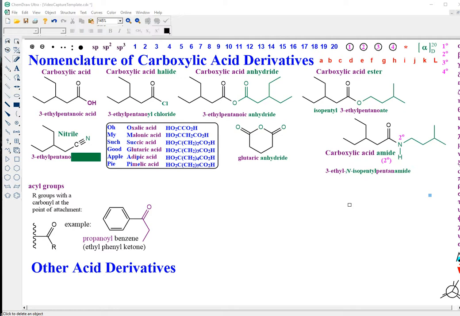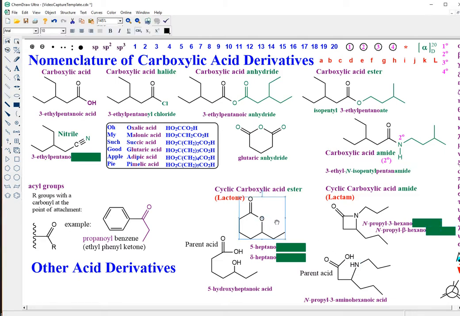Life would be much simpler if carboxylic acid esters, when they were in rings, were named esters, and cyclic amides were also called amides, but that is not the case. A cyclic carboxylic acid ester is called a lactone, and a cyclic carboxylic acid amide is called a lactam.